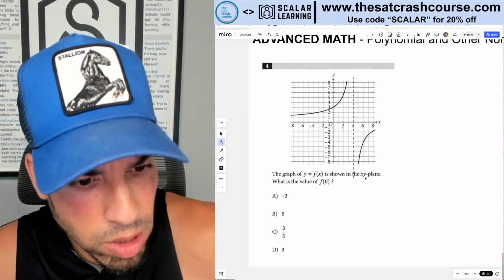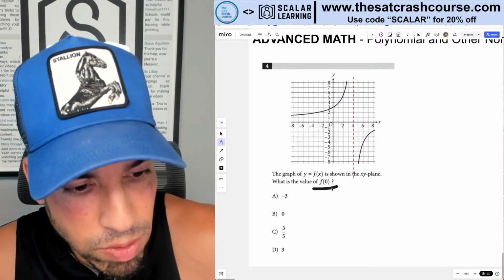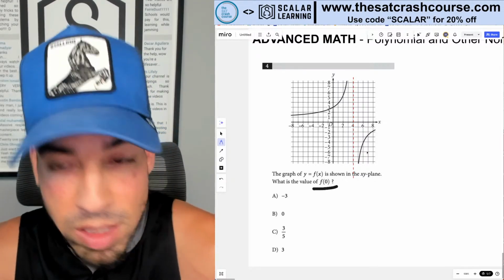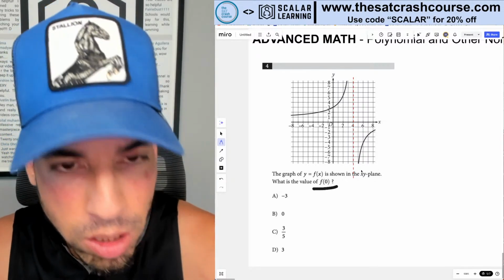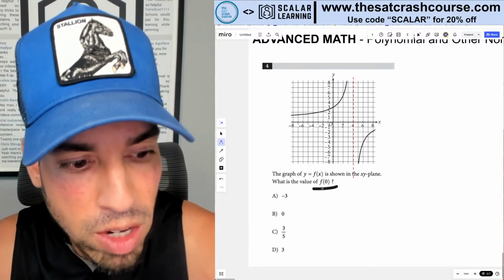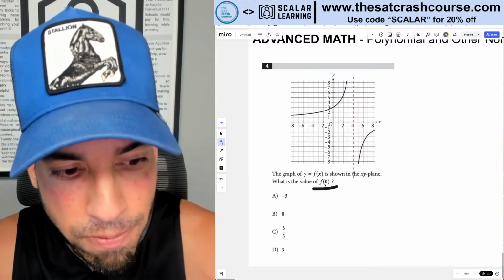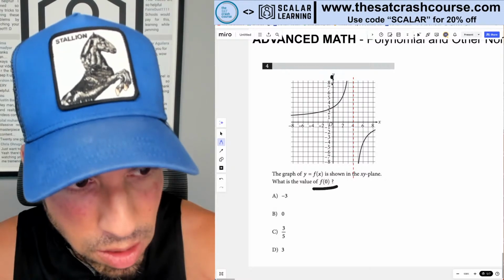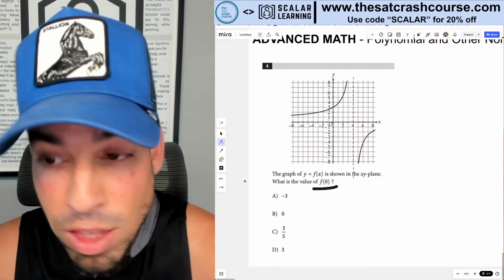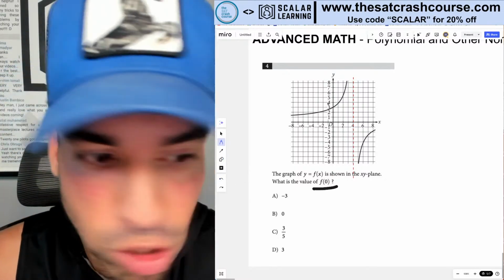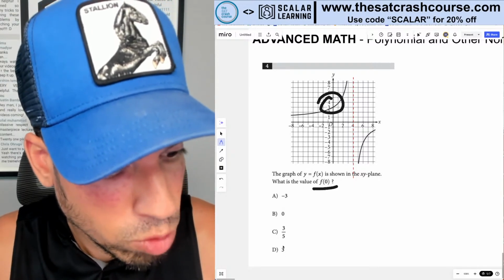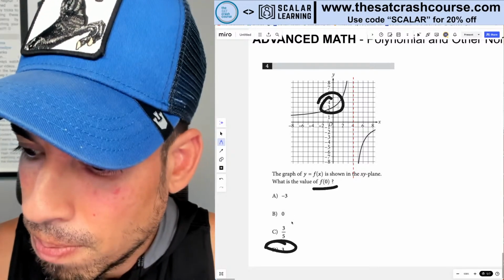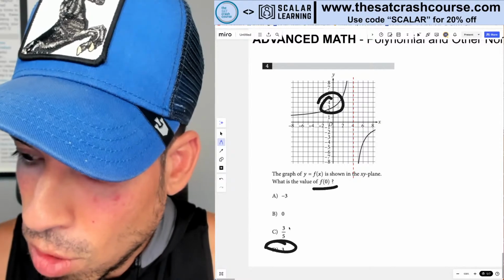Anyways, now let's talk about this. Graph y equals f(x) is shown on the xy plane. What is the value of f(0)? This is very straightforward. Actually, this is function notation, a rational function graph hybrid, because you need to know what this means. This means what's the function value when x equals 0? X equals 0 on the y-axis, aka they're asking for the y-intercept, which is 3, which means D is the winner. Done.